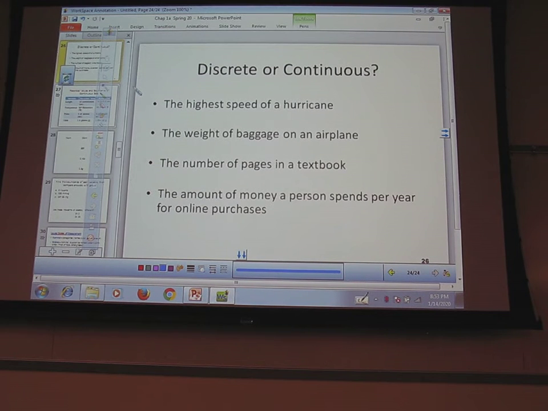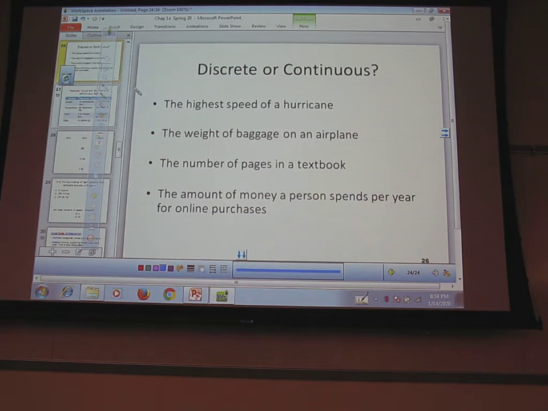The highest speed of a hurricane, discrete, right? The weight of baggage on an airplane, discrete. No, wait, you know what, the highest weight of my bag? And the last one is the amount of money a person spends per year. I would say, yeah, right? The count. The last one you said was the speed or the first one? Technically, count. Okay, I think we're good.